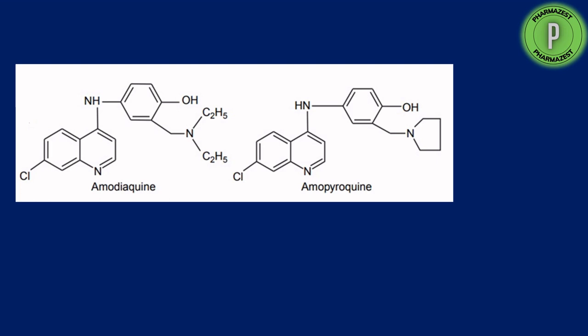And next we have amodiaquine and amopyroquine. Here also you can see one has a cyclic structure, whereas the other has no cyclic structure. The ring has been broken in amopyroquine, but the biological properties are similar.